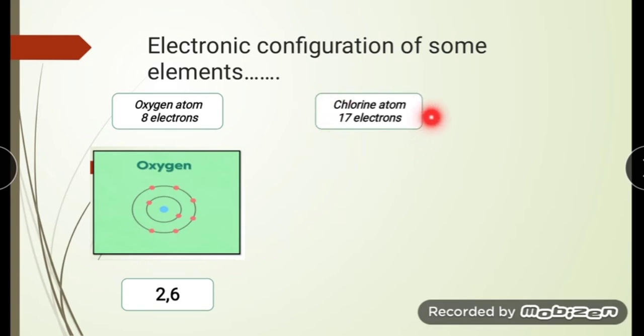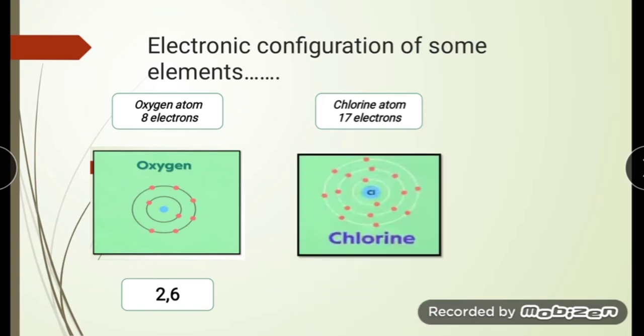Here we have taken the chlorine atom. It has 17 electrons. And how are they arranged here? This is the arrangement of the electrons in a chlorine atom. The 2 electrons are in the K shell, the next 8 electrons in the L shell, and the remaining 7 electrons in the last, that is the outermost shell. So the electronic configuration of the chlorine atom is 2, 8, 7. Total 17 electrons.